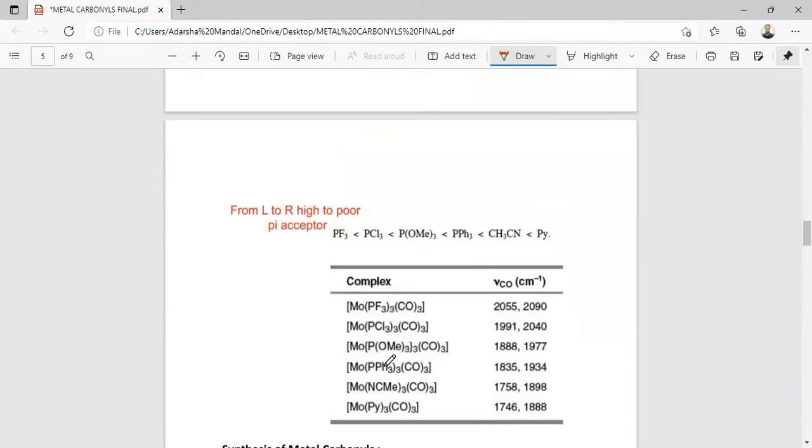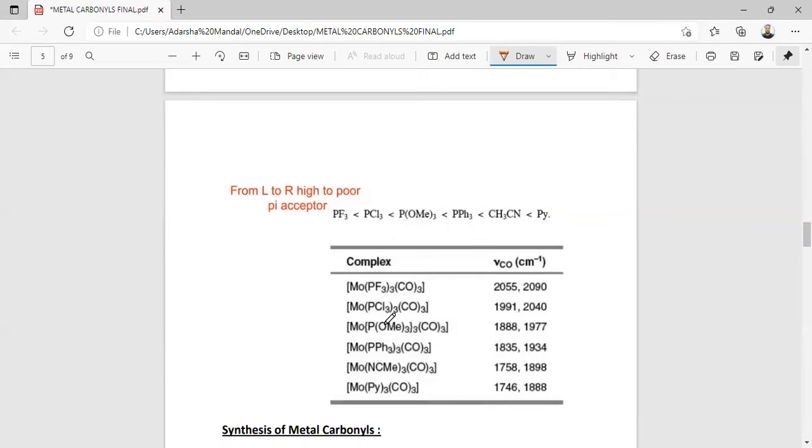So the extent of pi back bonding strongly depends on the electron density of the metal center. How much back donation is formed will totally depend on the electron density of the metal center. If the electron density on the metal center is less, there is less back bonding, so there is a higher bond order compared to when the back bonding is higher.